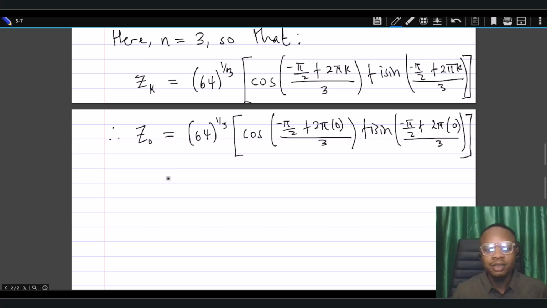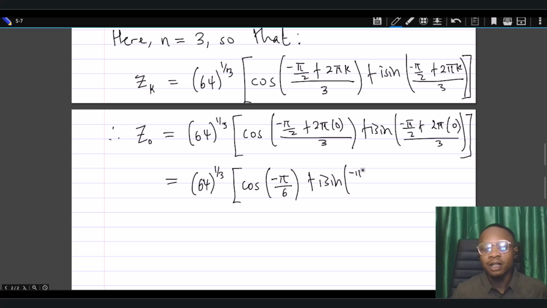We can just put this in modulus argument form, or simpler form, of a complex number. So we're going to have this to be 64 to the power of 1 over 3 into the cosine of minus pi over 2, and then this is 0, and then this is 3. So this is minus pi divided by 2 times 3, which is 6, and then plus I sine of minus pi over 6 as well. So this is the result we get for the first part. This is our z sub 0.